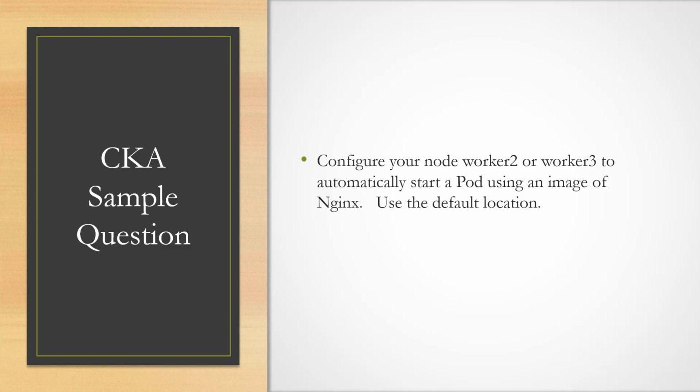The question. Configure your node, worker 2 or worker 3, depending on if you have a worker 3, use that one. If you only have a 3-node cluster, use worker 2. I'll be using worker 2 in this example. To automatically start a pod using an image of Nginx, use a default location. Let's get started.